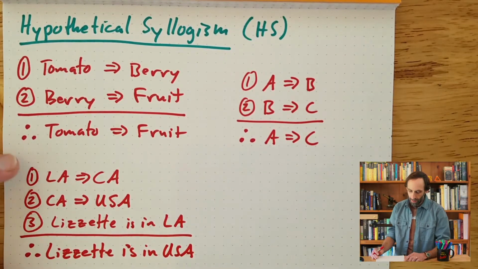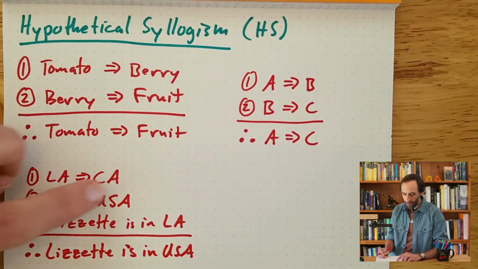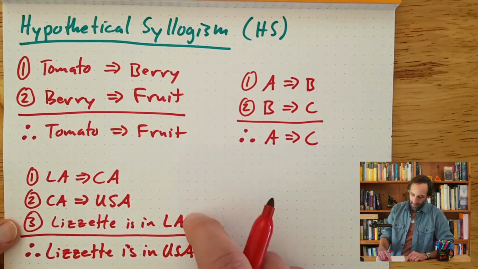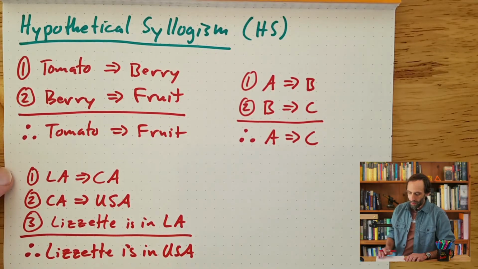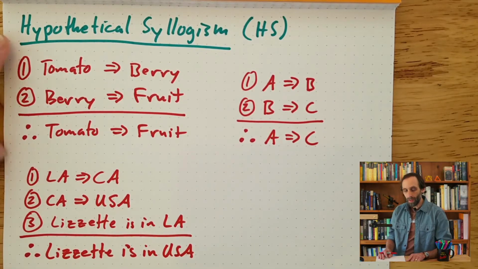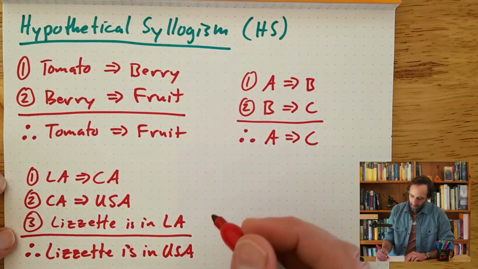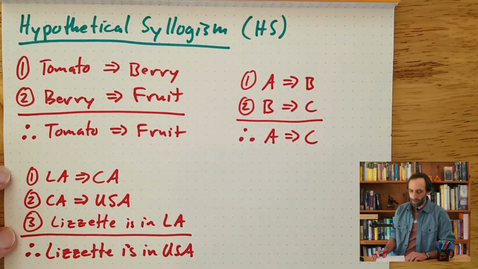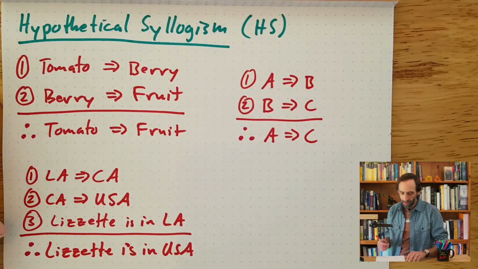Okay, so you can see the hypothetical syllogism show up here. LA implies California, California implies US. Therefore, LA implies US, but then we also have, in this particular argument, a single instance of someone in LA. So this argument is based on the hypothetical syllogism, but it also kind of has a modus ponens element to it too. So as we look at arguments, you'll realize that these different rules of inference, these structures, can be blended together in more complex arguments.